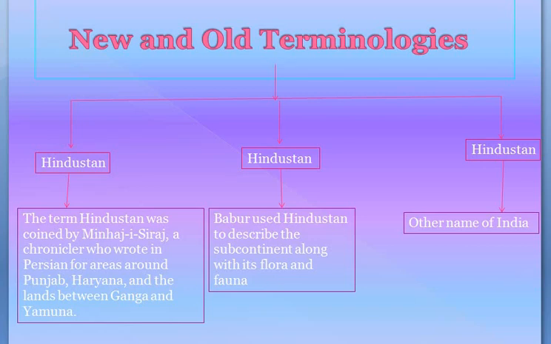We are left with just one subtopic, which is new and old terminologies. Just by one example you will understand it. Let's take the term Hindustan. The term Hindustan was coined by Minhaj-e-Siraj, a chronicler who wrote in Persian, for areas around Punjab, Haryana, and the land between the Ganga and Yamuna. Next, Babur used Hindustan to describe the subcontinent along with its flora and fauna. And let's look at the present time. Today we use the term Hindustan as another name for our India.